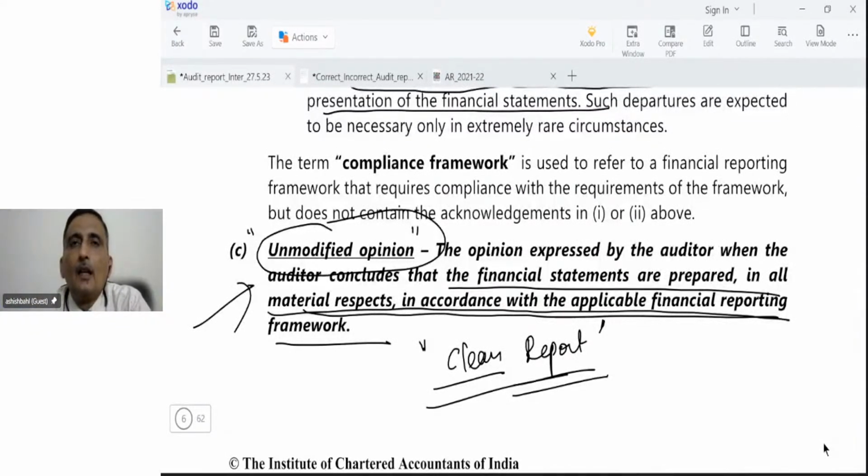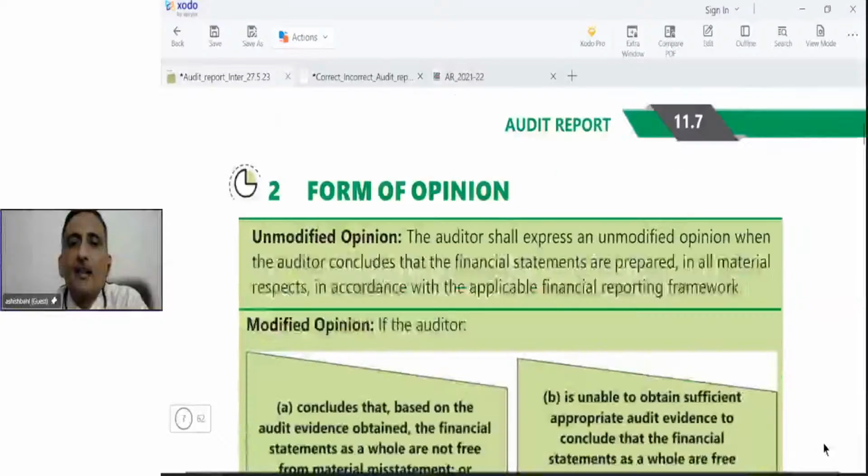Okay. So, but when an unmodified opinion is given, it means that the auditor has expressed the opinion that financial statements have been prepared in all material respects in accordance with the applicable financial reporting framework. If whatever was material, in all material respects, it has been prepared in accordance with applicable financial reporting framework. Okay, so this is known as unmodified opinion. And what is modified opinion?